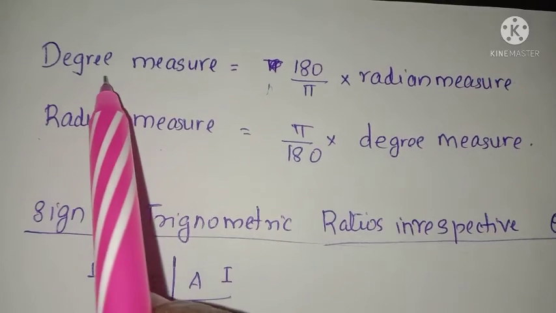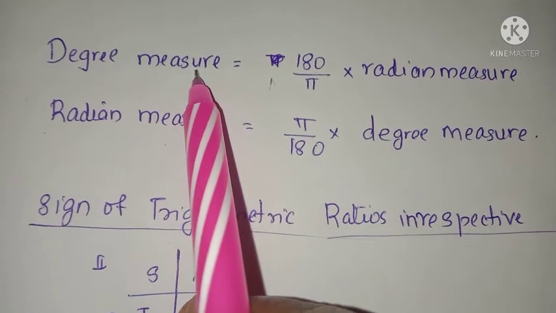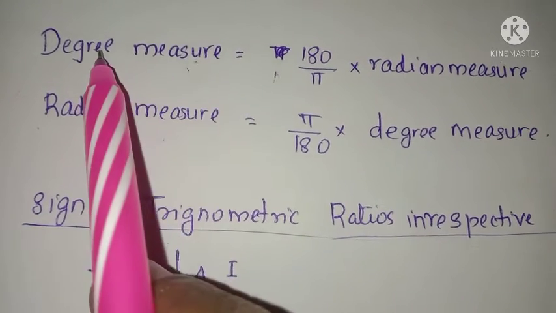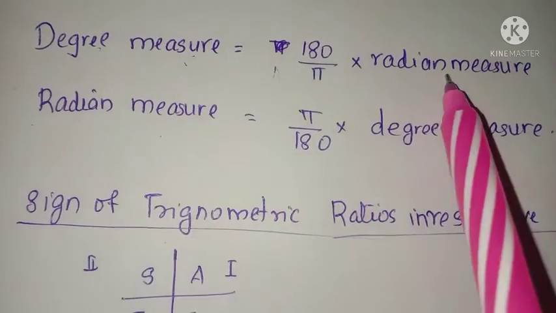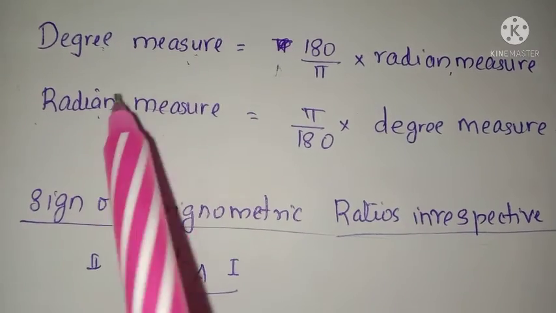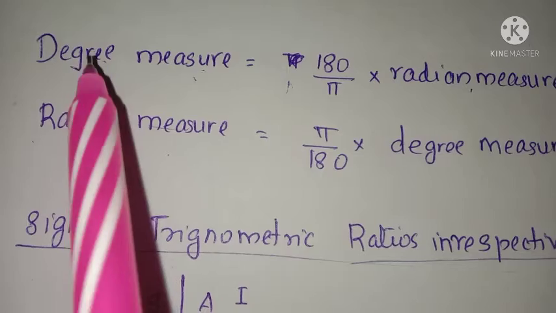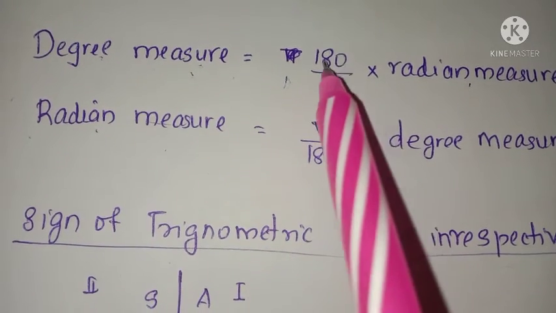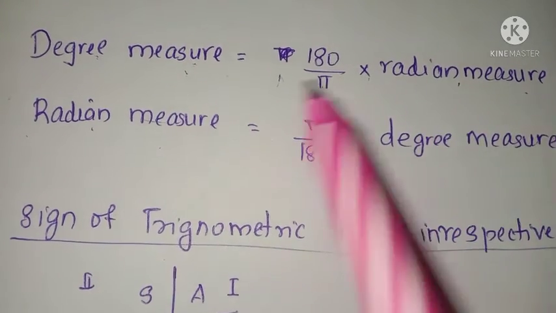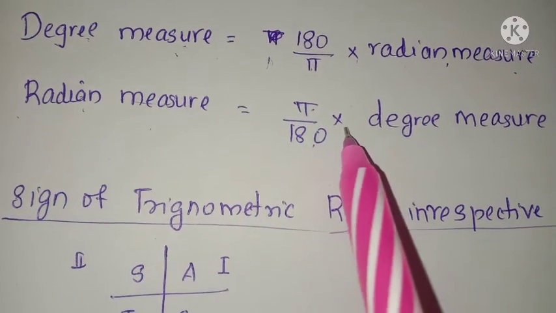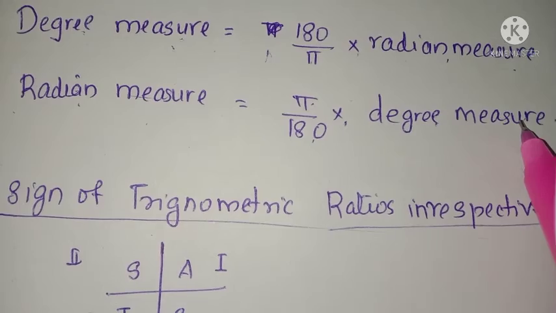In this chapter, we have to discuss mainly three topics. One is conversion of measures: how to convert degree measure into radian measure and how to convert radian measure into degree measure. Listen, the formula is degree measure equals 180 by pi into radian measure. Radian measure equals pi by 180 into degree measure.